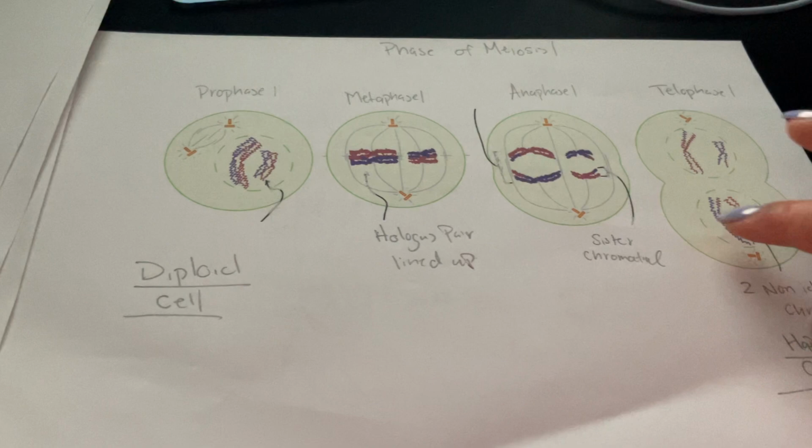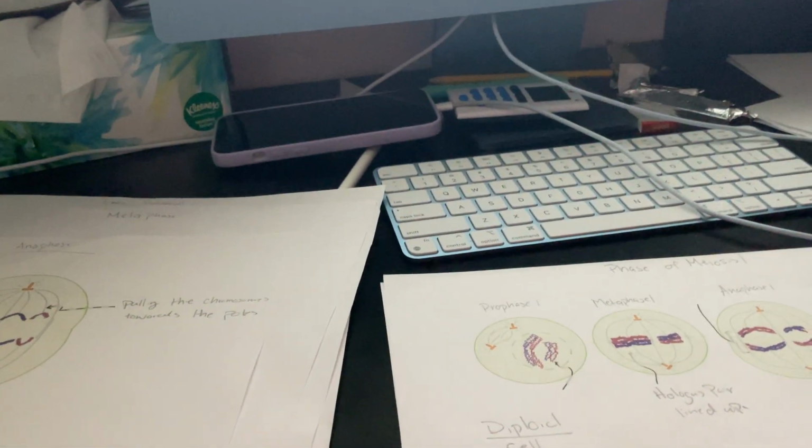You got the anaphase 1, and these are called the sister chromatids when they are paired up like this. And then you got non-identical chromatids. So these are a mixture of different DNAs paired up together. And now you end up with two haploid cells.